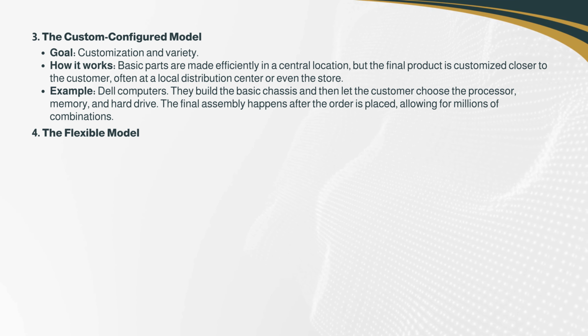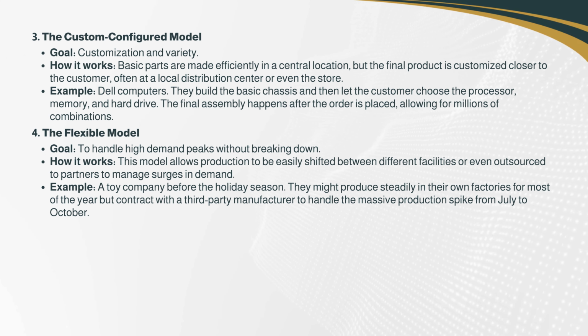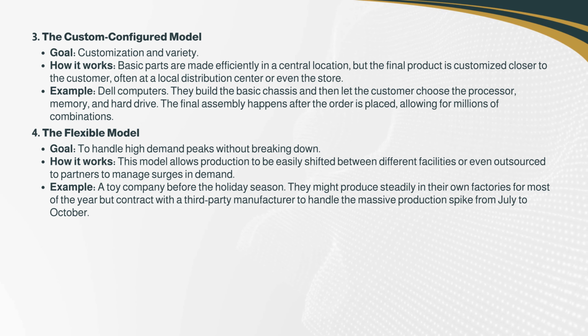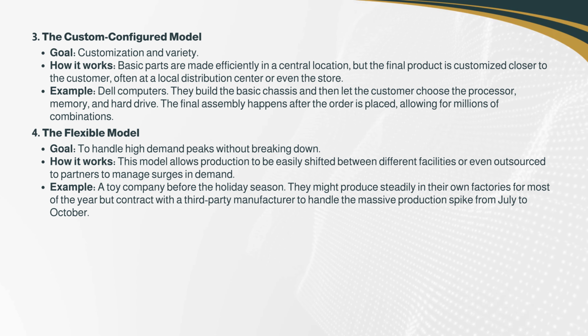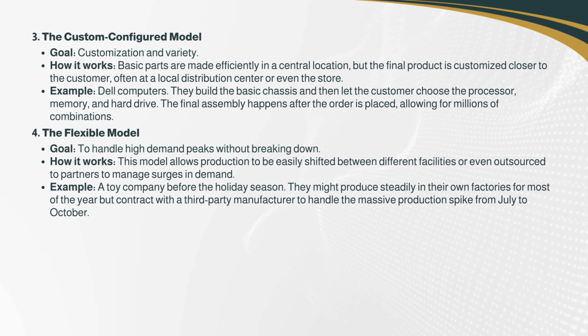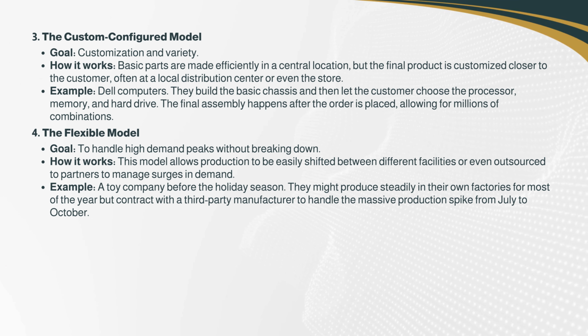4. The flexible model. Goal: to handle high demand peaks without breaking down. How it works: this model allows production to be easily shifted between different facilities or even outsourced to partners to manage surges in demand. Example: a toy company before the holiday season. They might produce steadily in their own factories for most of the year but contract with a third-party manufacturer to handle the massive production spike from July to October.